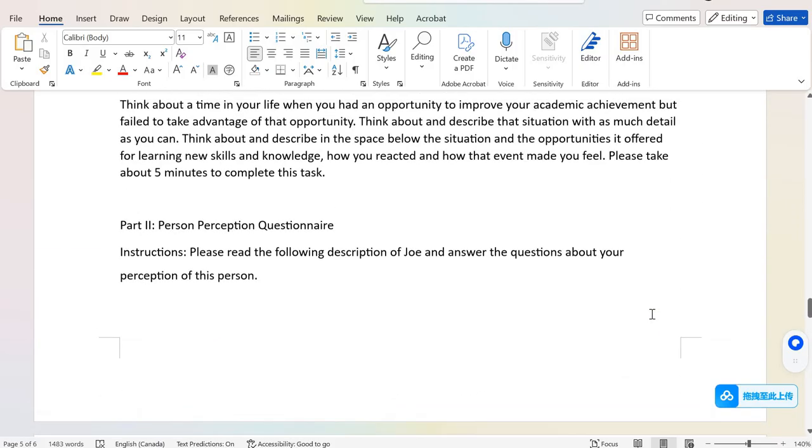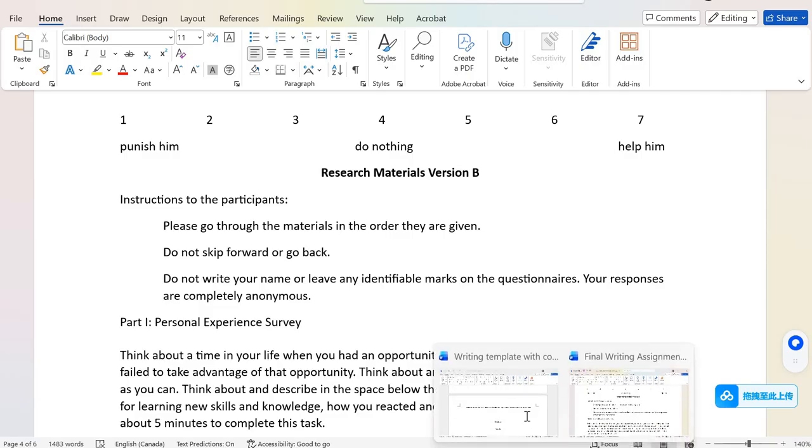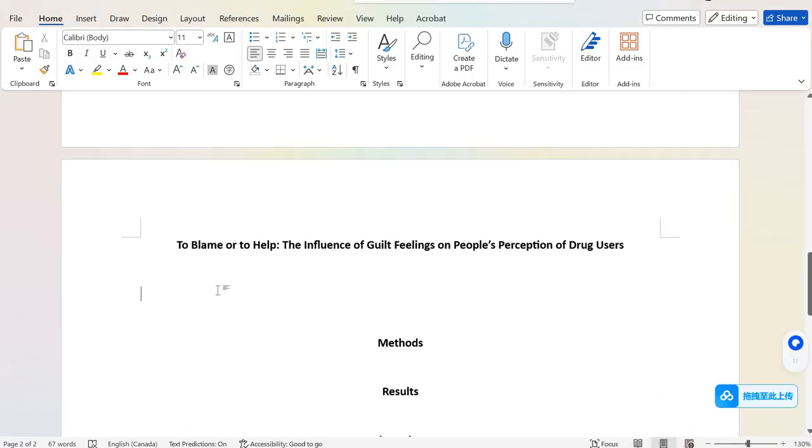This is what happened in the study. In your writing, you need to write about the background of the study. First, in the introduction section, you need to explain what the research issue was.